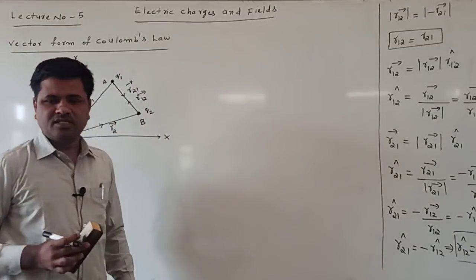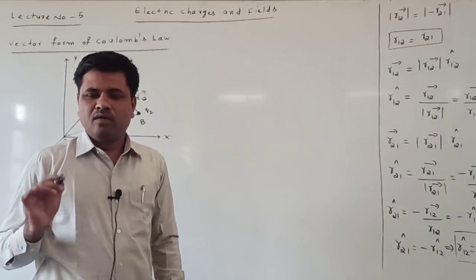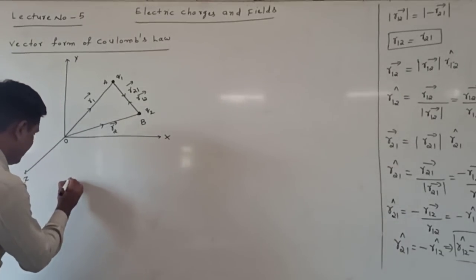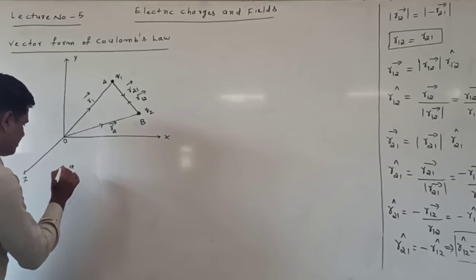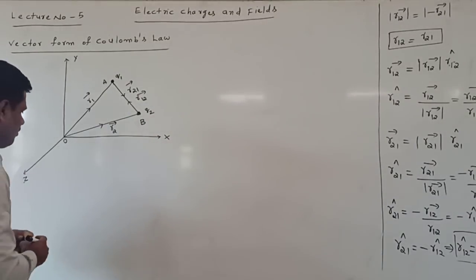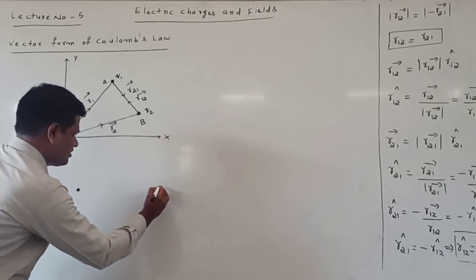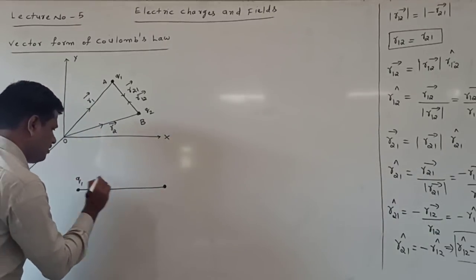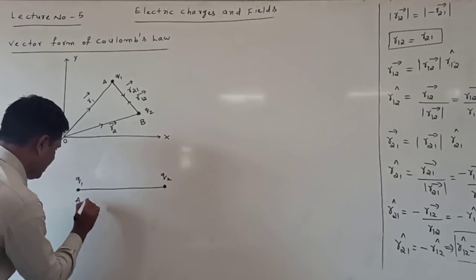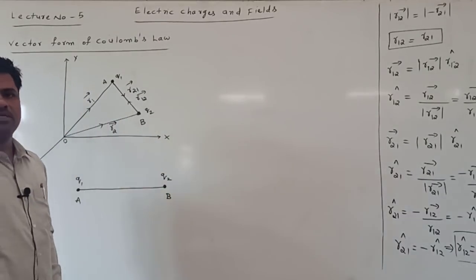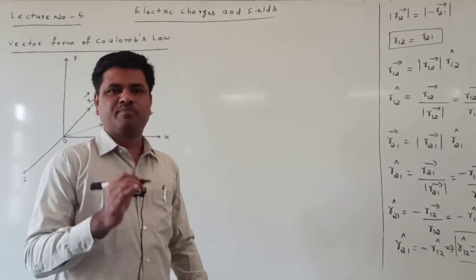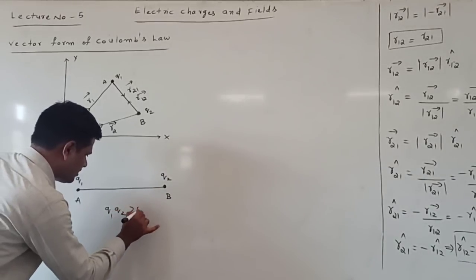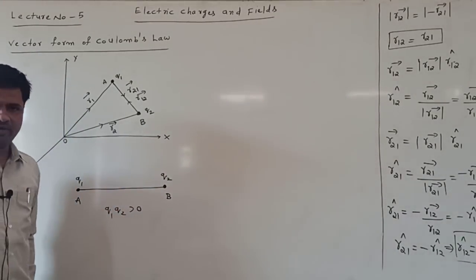Next, I am considering two charges as like charges, q1 and q2, at the points A and B. This is q1, this is q2, at point A and point B. I consider these two as like charges. Like means plus plus or minus minus. Like charges means Q1 into Q2 is greater than 0. How this condition is satisfied, I will explain.